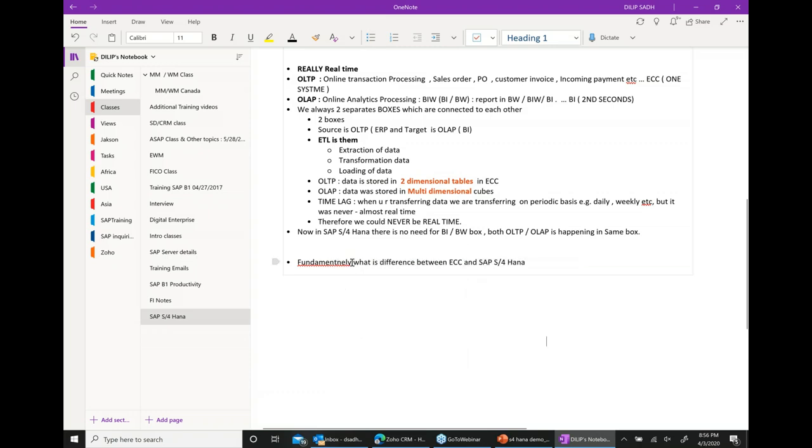So the first fundamental difference is only the HANA database. That is the biggest difference. If you talk about the presentation layer, because the functional consultant works on the presentation layer, right?